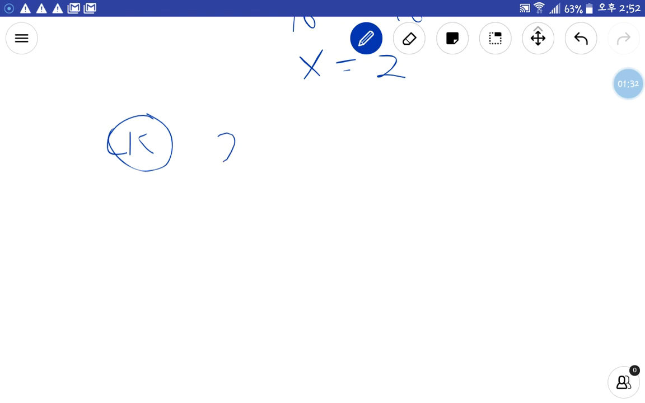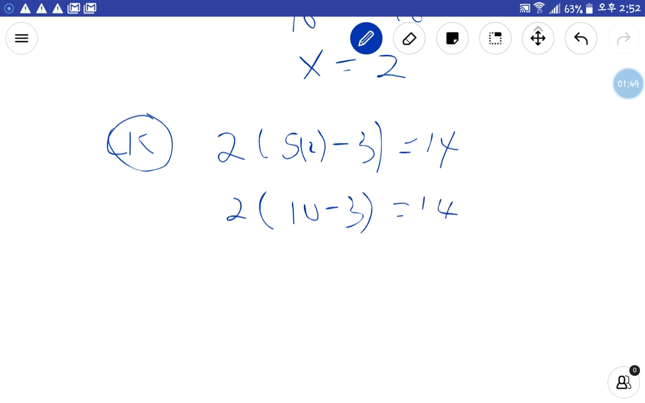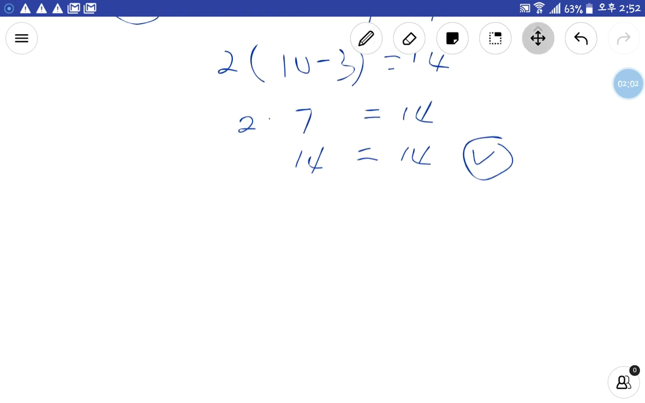So my original question was 2 times the quantity 5x minus 3 equals 14. Now what? You're going to plug in 2 here. That means times 2. So I got 2 times 10 minus 3, that should be equivalent to 14. 2 times 7, that should be the same as 14. Is it 14? Yes, it is. So I checked that my answer 2 is correct. Alright, let me continue.